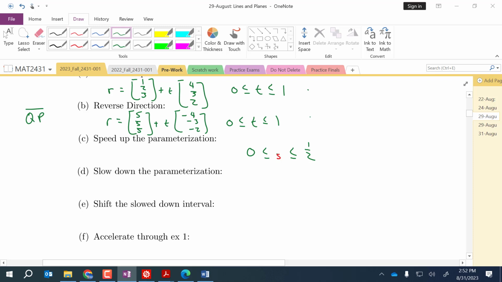Now, we're going to have to make an adjustment here. Okay? So let me make sure I'm getting this right. Double that too. Yeah. That works. That's what we want. So let me show you how I came up with that, and then we'll make a substitution here. Okay? So I'm going to go ahead and let S equal 2t. That's going to have the effect of speeding up this parameterization.